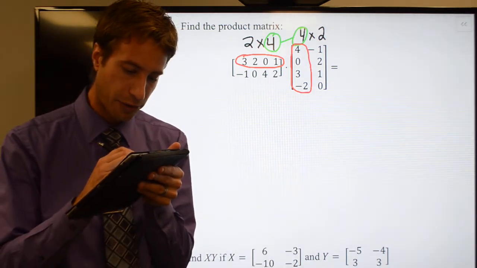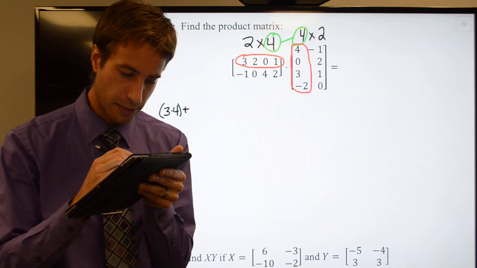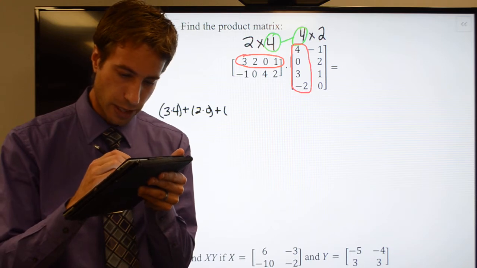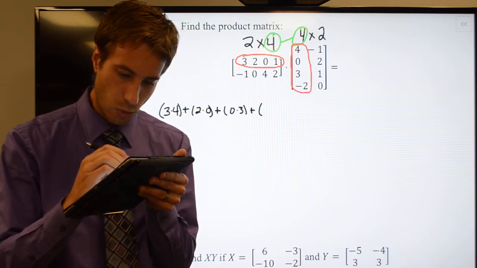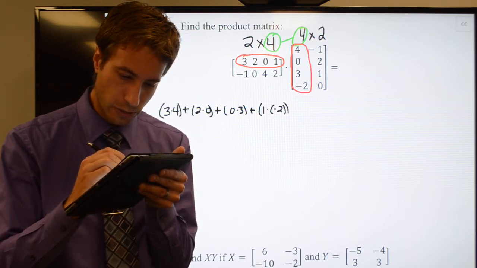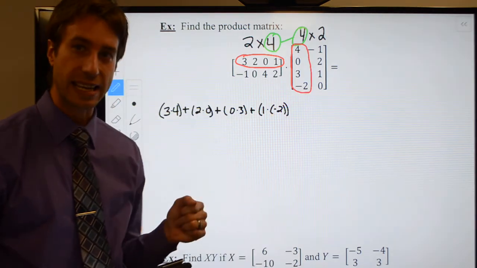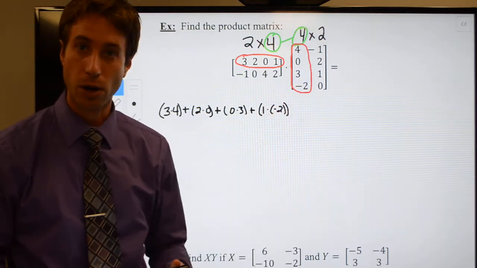So here we go. I'm going to have 3 times 4 plus 2 times 0 plus 0 times 3 plus 1 times a negative 2. I'll add all those together. When I sum them together, I get that first element. That is row 1, column 1.